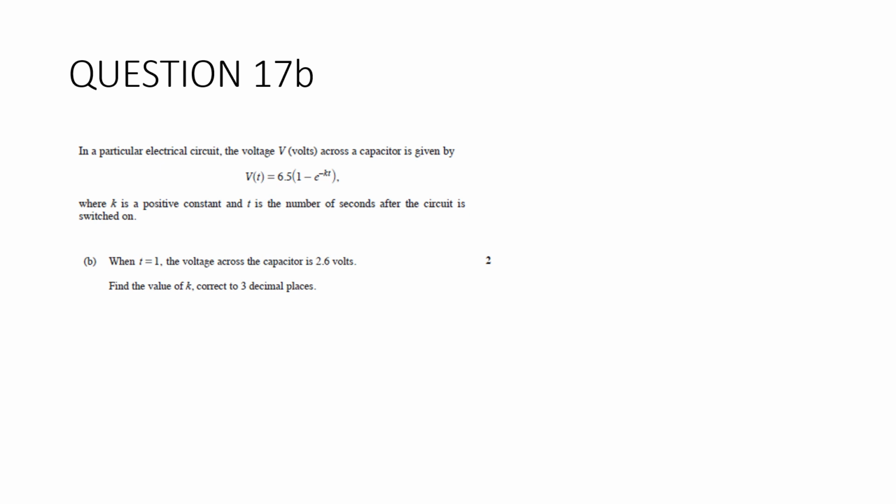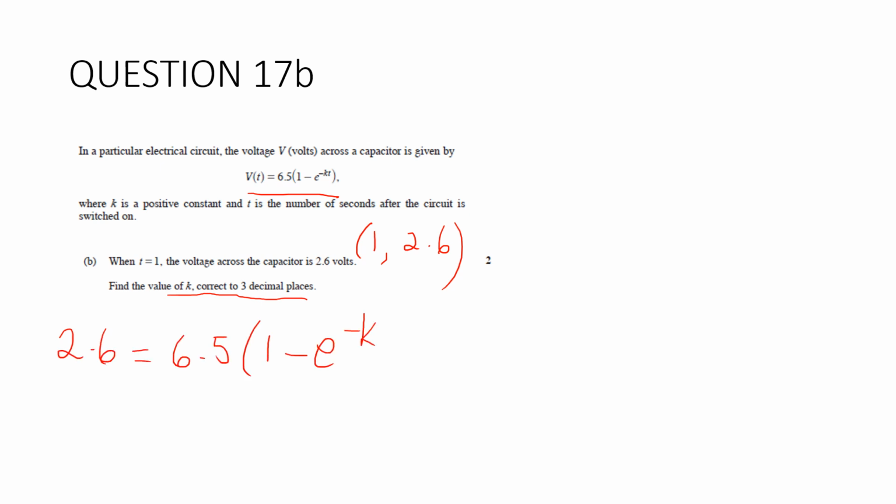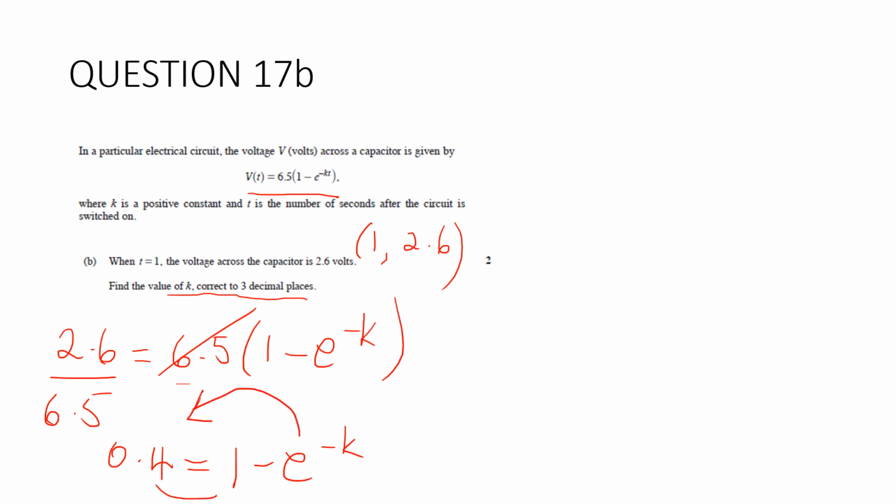When t is equal to 1, the voltage across the capacitor is 2.6 volts. Find the value of k, correct to 3 decimal places. So let's just substitute that in. 2.6 is equal to 6.5, 1 minus e to the negative k, and t is 1. Divide both sides by 6.5. 2.6 divided by 6.5 is 0.4. Okay, quick math. Take this over that side and this over this side. I end up with e to the negative k is equal to 1 take away 0.4, which is 0.6.